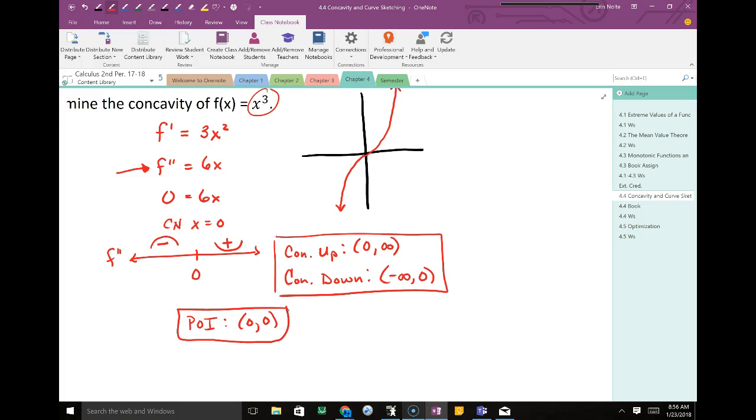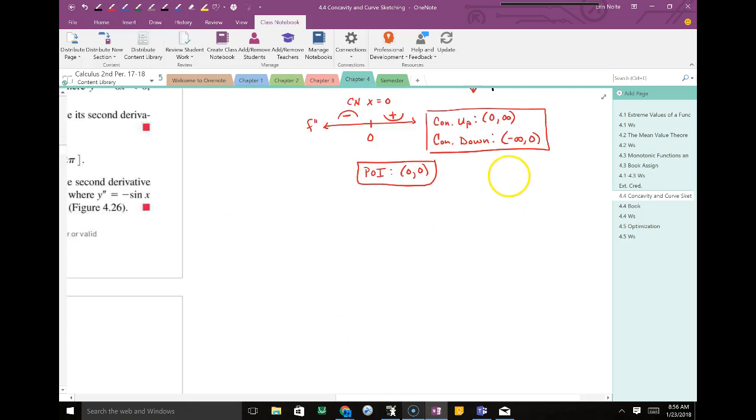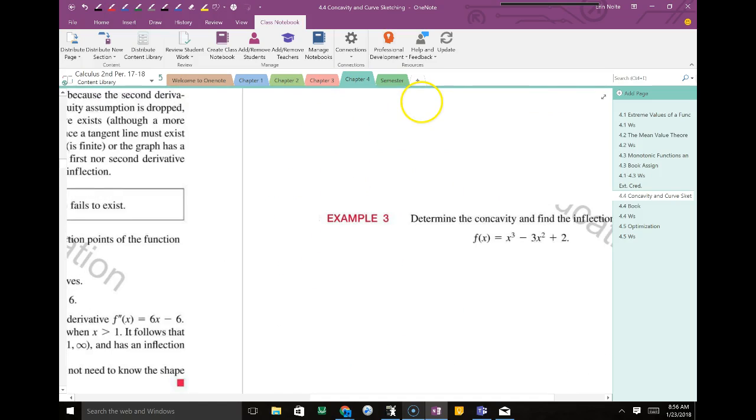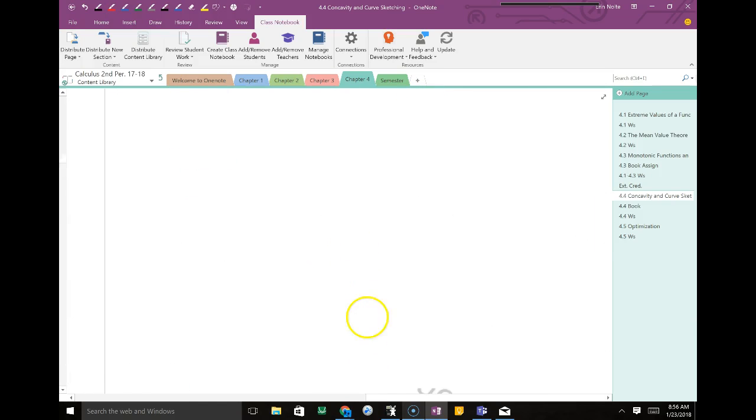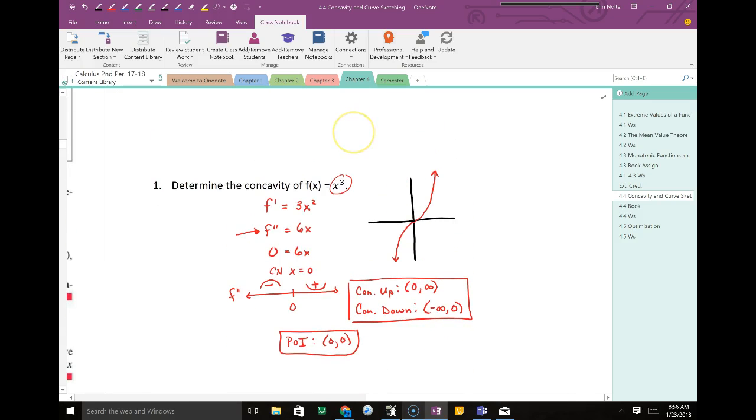Okay, so let's try another one. Can you explain just one more time how you just found the 0, 0? See on my number line, since it went from negative to positive, I have a point of inflection at the x value of 0. That's my x. To find the corresponding y, I have to plug it back into the original.